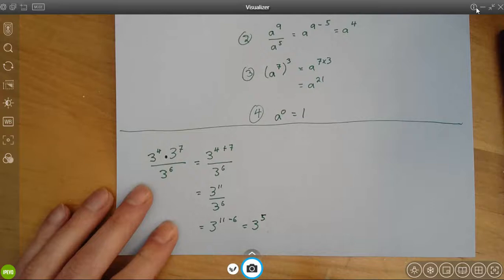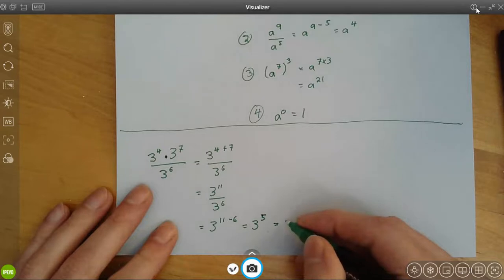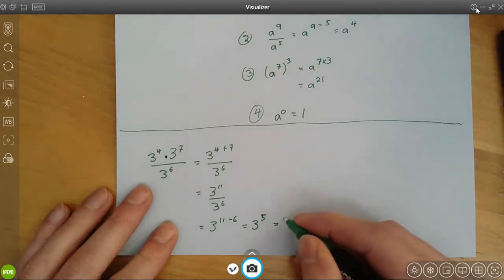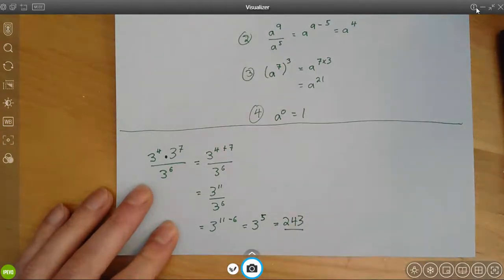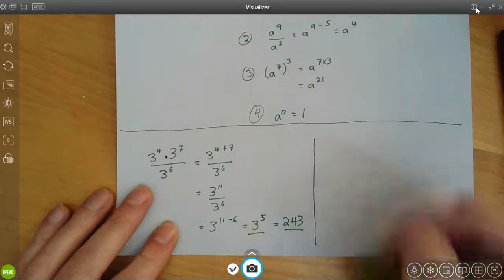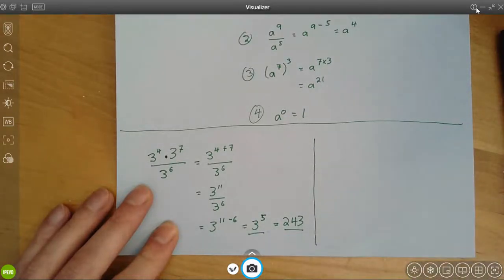If I also ask you to evaluate, that's when you could use a calculator, or that's when you're kind of multiplying 3 by itself 5 times. 3 times 3 is 9, times another 3, 27, 81, and then we have 243. So this is the answer if I ask you to evaluate. This is the answer if I ask you to write as a single power.